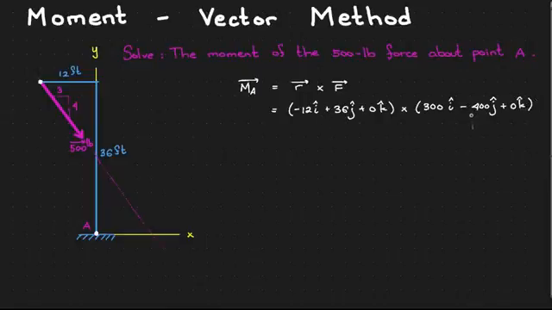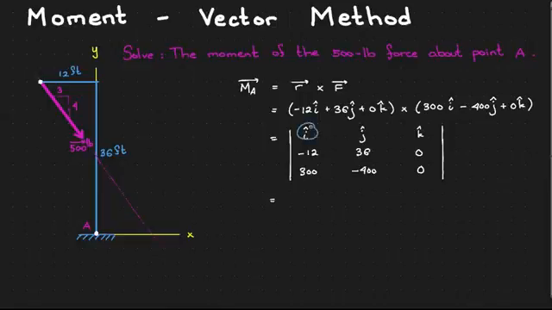Well, the cross product is very rigid. Order matters. The first vector in the operation has to be in the first row. The second vector in the operation has to be in the second row. This cannot be switched. Again, order matters. The first row is then negative 12, 36, 0. The second vector is 300, negative 400, 0. And you perform the cross product.